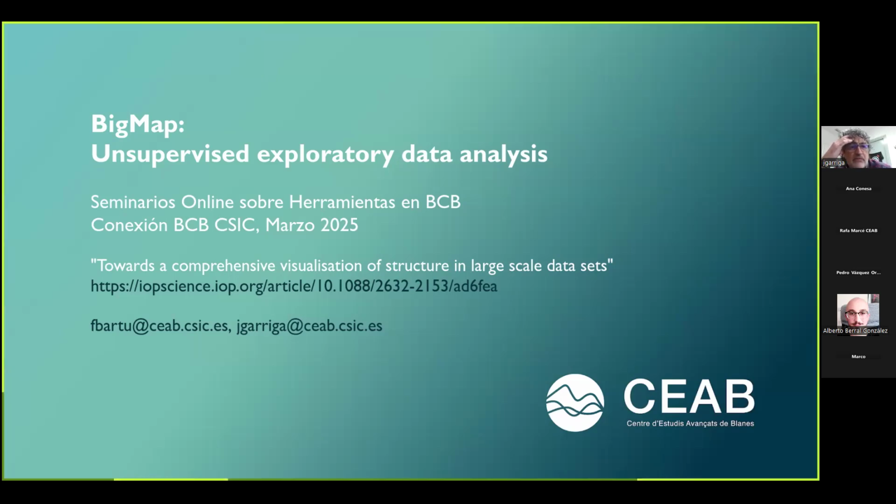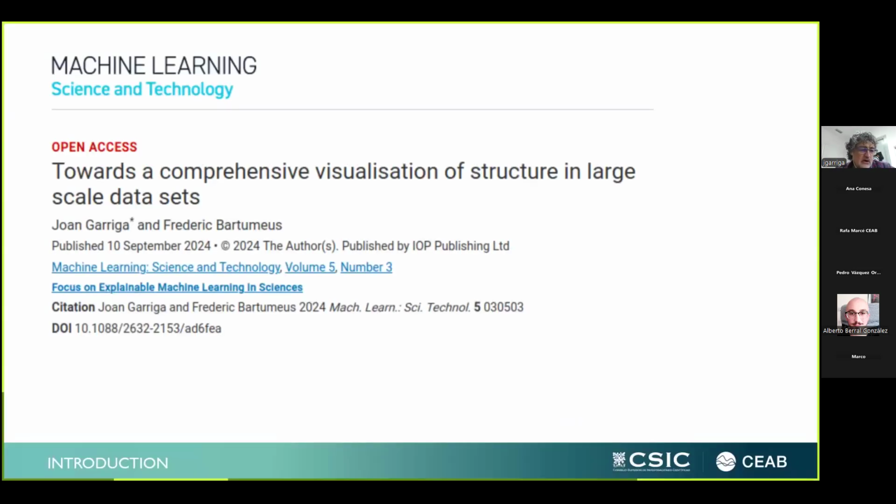Welcome everyone to the presentation of this tool that we call BigMap. As you can see from the title of the presentation, this is not a specific tool for bioinformatics or computational biology, but it's more a general purpose tool that goes to the most basic exploratory data analysis. Almost the grid part of what I will explain here is taken from this paper that we published last September after many years of effort. So you can go there for further details.